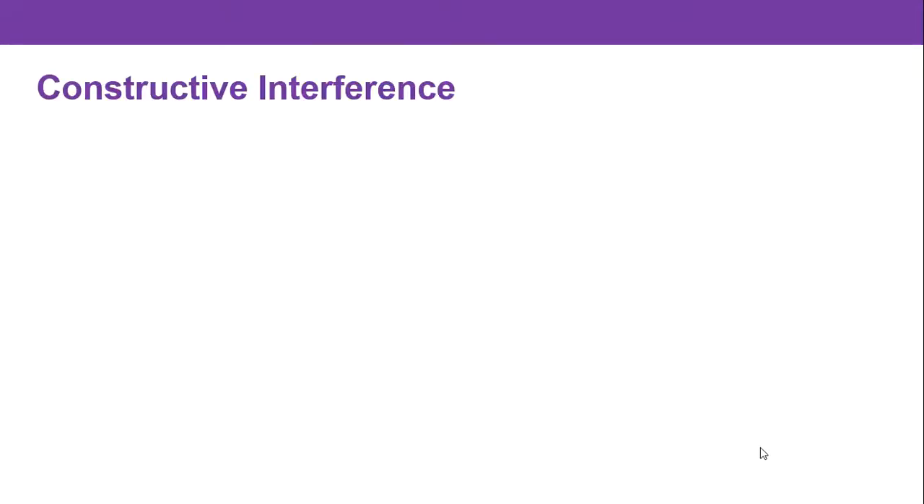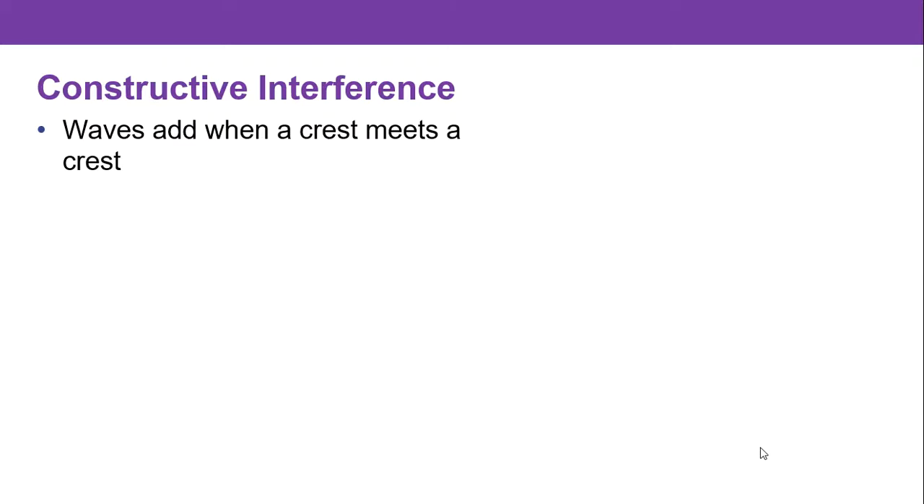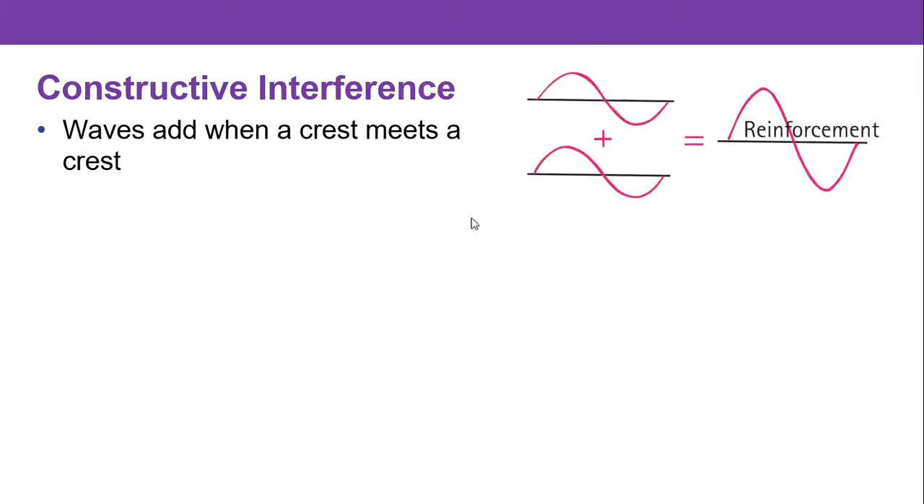There are two types. One of them is productive and one of them not so much. So constructive interference results when you have waves adding. This results when a crest of one wave meets the crest of another. So here we have crests lining up, troughs lining up. So you get a reinforcement and you get a bigger wave as a result of that.